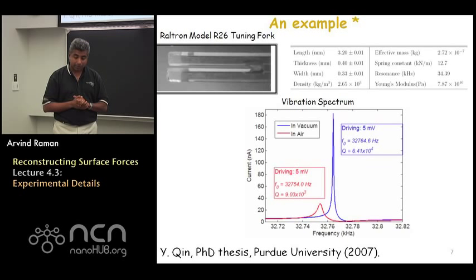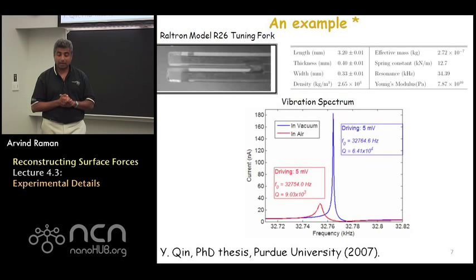But nonetheless, when one looks at Q factors of these quartz crystal tuning forks, they're extremely high. You can expect to see Q factors of the order of 10,000 sometimes. So this is a fairly useful thing to have when one does FM AFM. High Q factors are useful because they allow you to track the frequency shifts better.